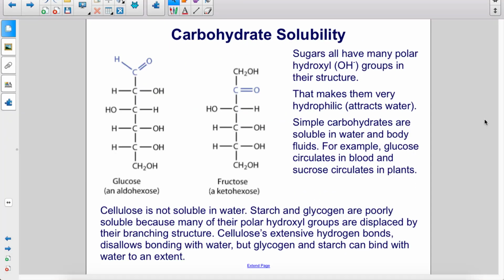Sugars all have many polar hydroxyl groups in their structure. That makes them very hydrophilic. They attract water. Simple carbohydrates are soluble in water and body fluids. For example, glucose circulates in blood and sucrose circulates in plants. Cellulose is not soluble in water. Starch and glycogen are poorly soluble because many of their polar hydroxyl groups are displaced by their branching structure. Cellulose's extensive hydrogen bonds disallow bonding with water, but glycogen and starch can bind with water to an extent.